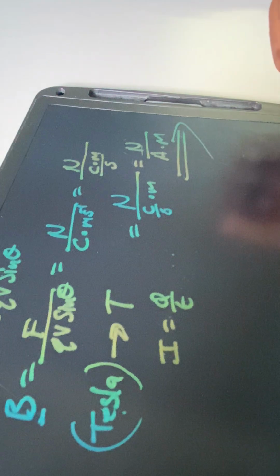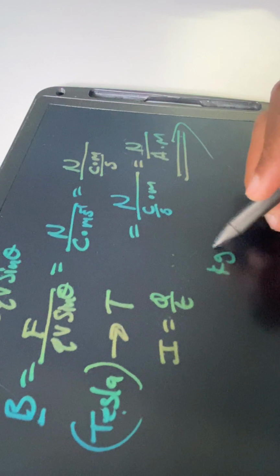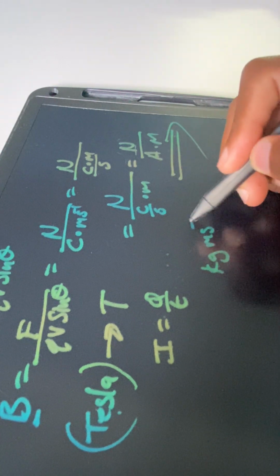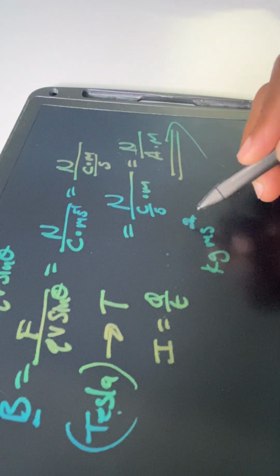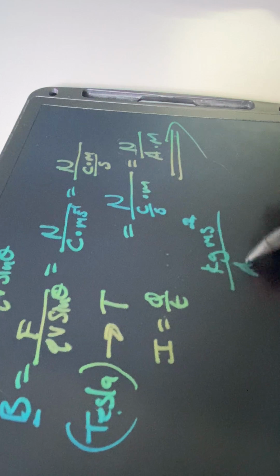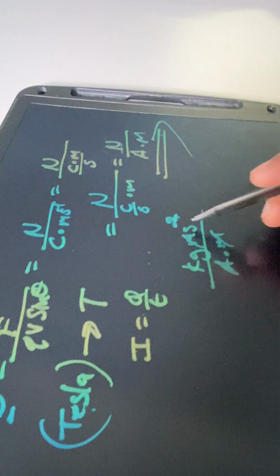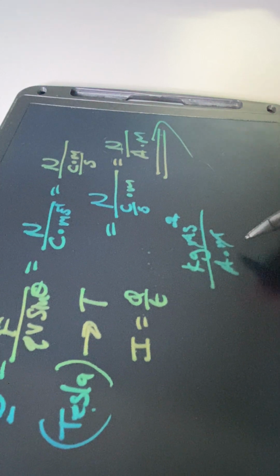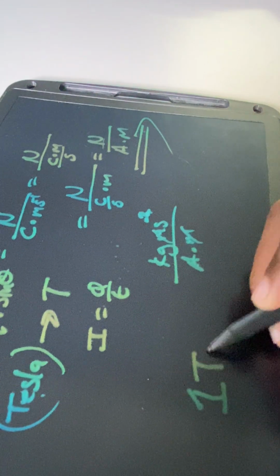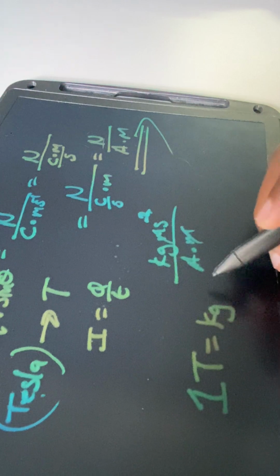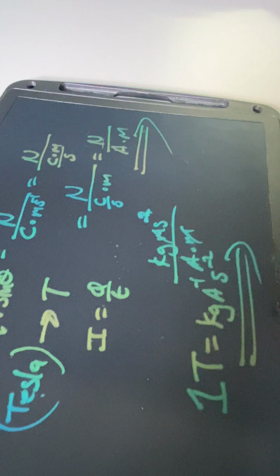But let's just leave it in this form, right? We can also break it down if we want the SI unit, which means in kg meters per square second, over the amps times meter. So of course the meters are going to divide each other, which means 1 Tesla, 1 T is equal to kg A to the power negative 1 s to the power negative 2. So this is 1 Tesla.